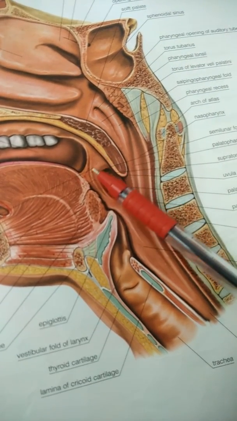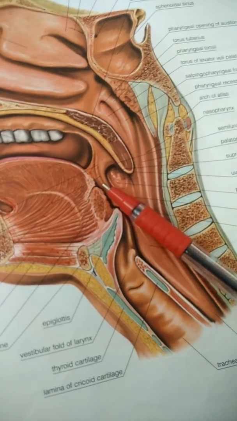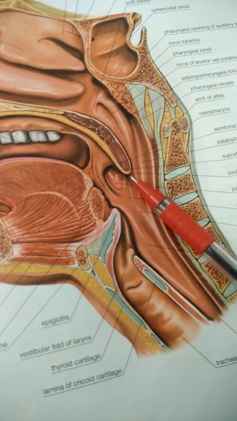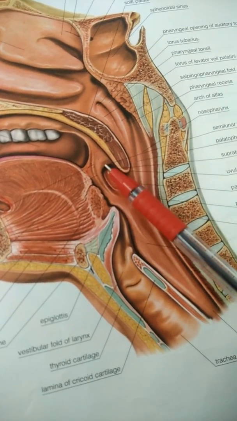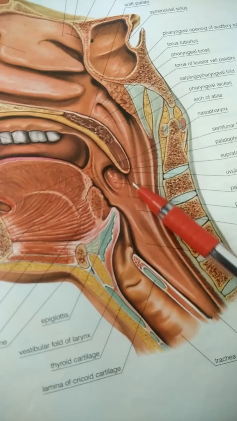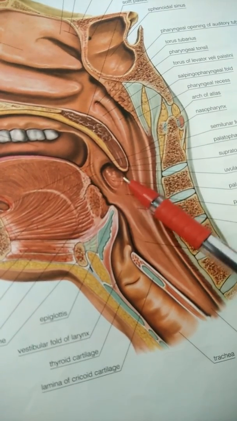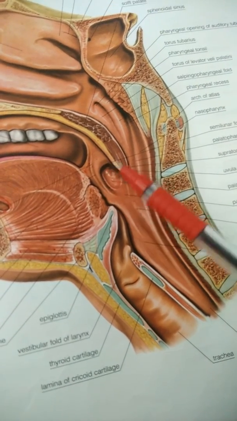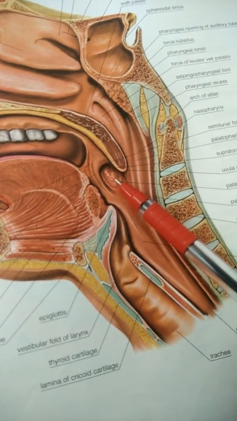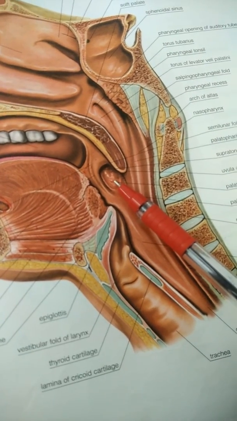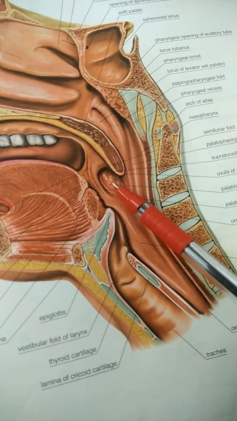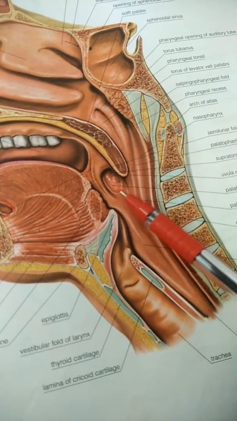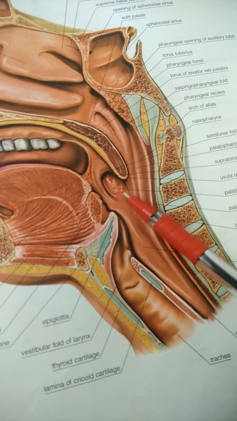So this is the palatoglossal fold, and here we can see one more fold which connects the palate to the pharynx, the palatopharyngeal fold. So two folds can be seen, the palatoglossal fold and the palatopharyngeal fold. Between them, we can see a depression known as the tonsillar fossa. Within the tonsillar fossa, there is a group of lymphoid tissue known as the palatine tonsil. So when we talk about tonsillitis, we are only talking about the palatine tonsil.